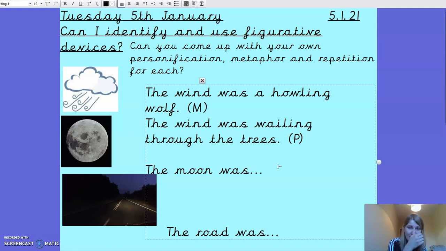If you want to pause me, have a little go at creating your own ideas for the wind, the moon, the road. And like I said, the main thing I would focus on is getting that idea of personification, action, verb. Okay, using a verb for it. And for your metaphor, just being really careful that you're using a metaphor and not a simile. All right. Once you've had a go at that, let's move on. I'm going to show you your final activity.